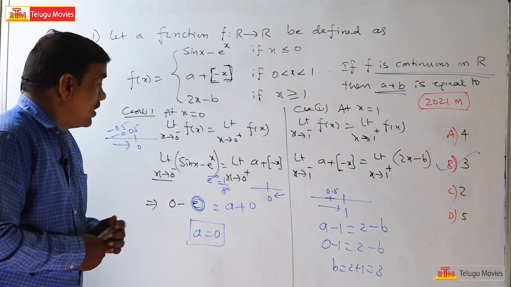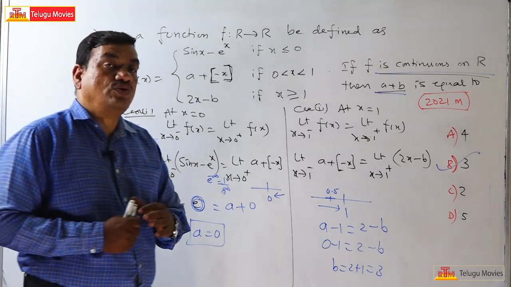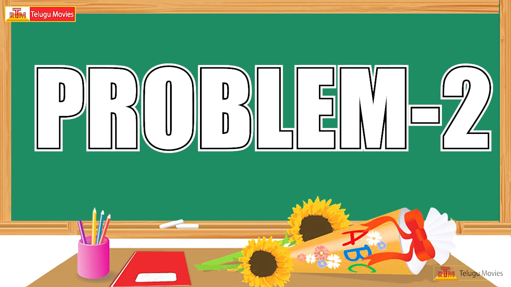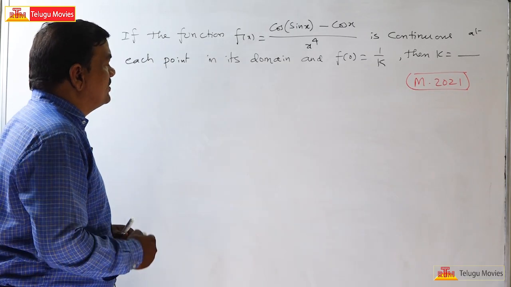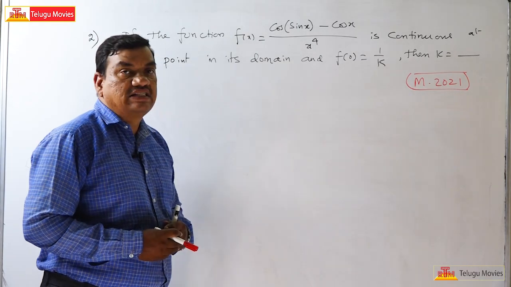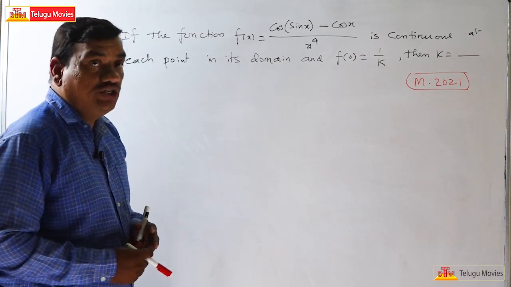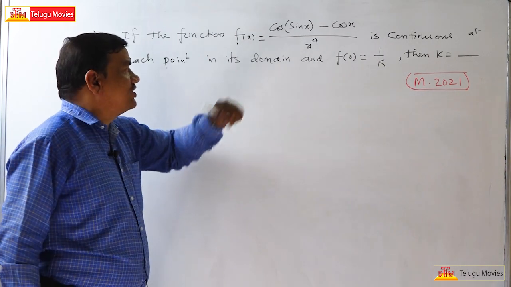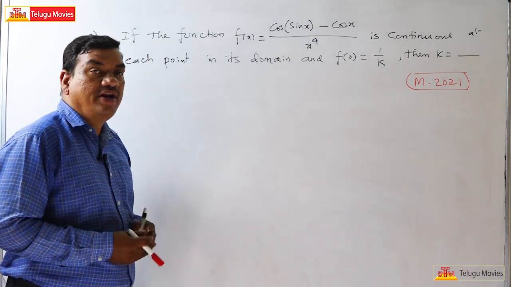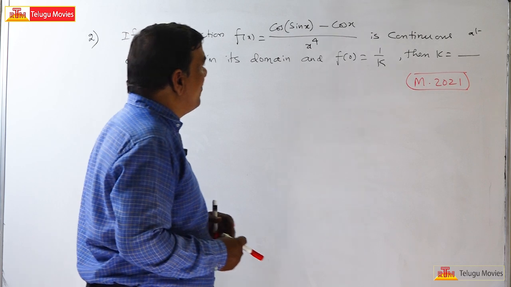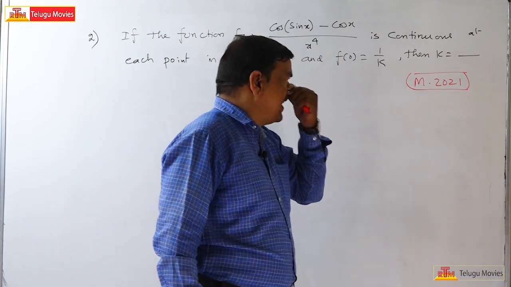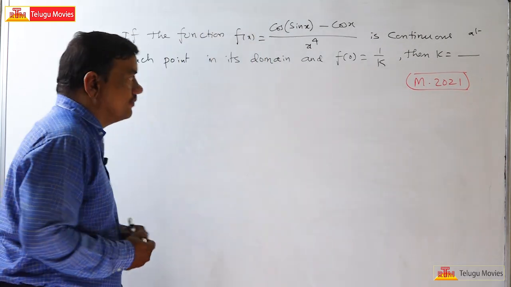Okay now, I hope that you understand this solution. If the function f of x is equal to cos of sin x minus cos x by x to the power of 4 is continuous at each point in its domain, and f of 0 is equal to 1 by k, then what is the value of k?